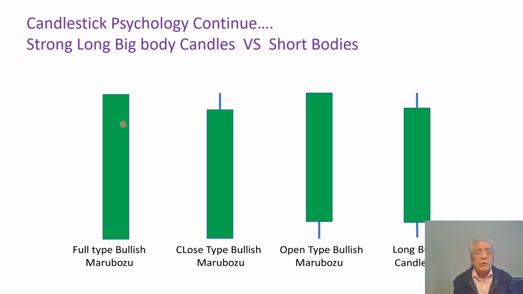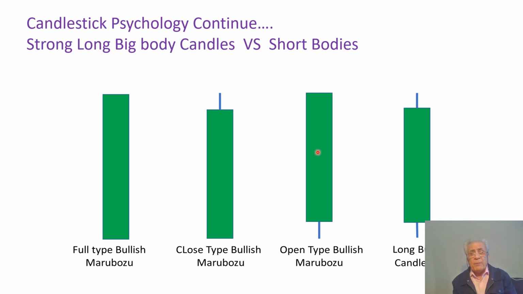Typically, a full Marubozu has no upper or lower shadow. That means that here the open and low are at the same place, and here the close and high are at the same place. And the market closes at its highest price of the day. The market closes here, and since the high and close are at the same place, it means the market closes at the highest of the day.